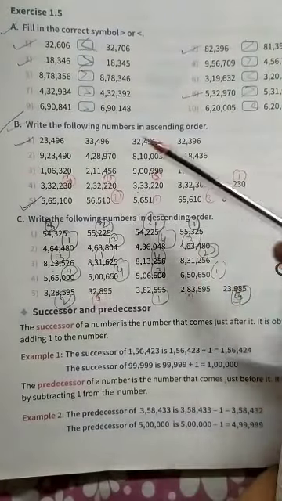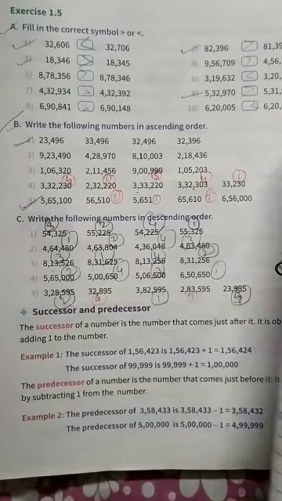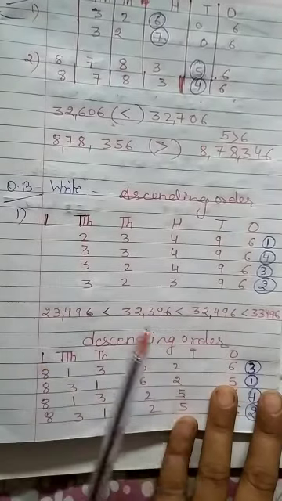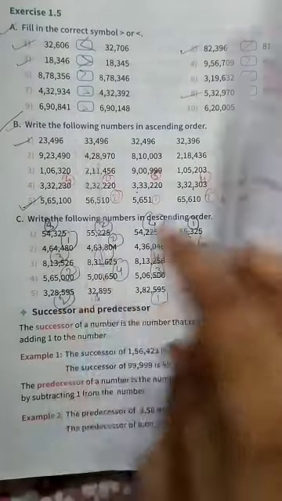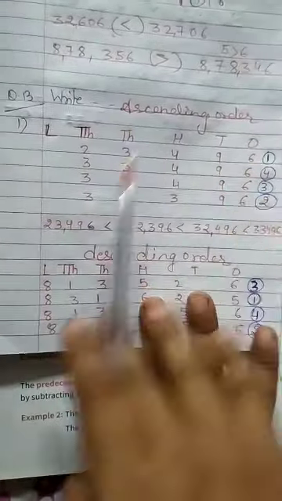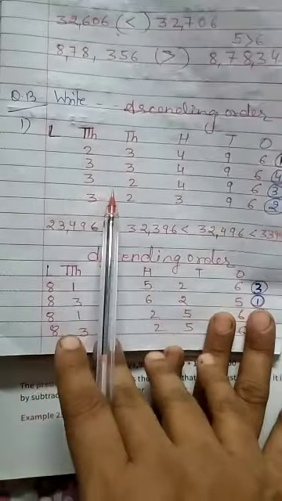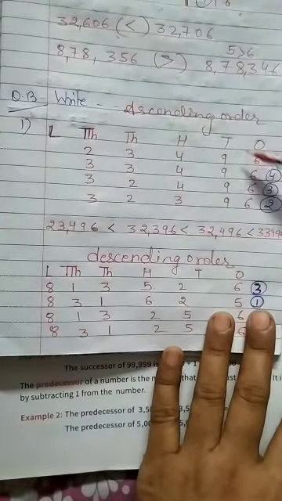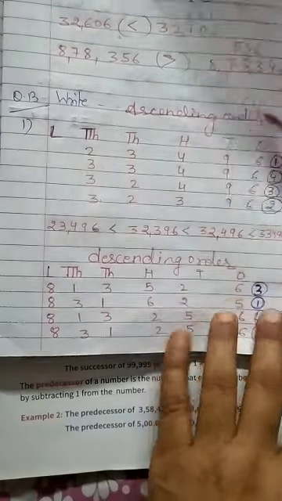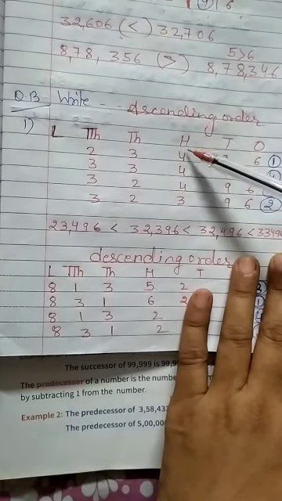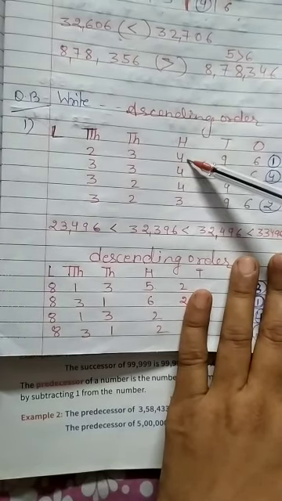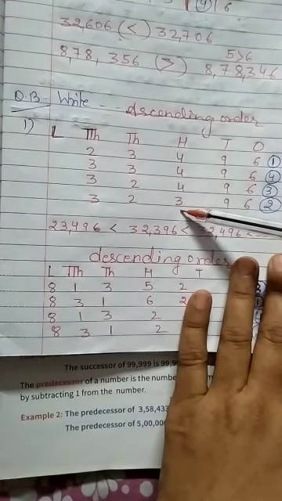Now the next question is, write the following numbers in ascending order. Same, according to the place value chart. I made a place value chart. Write all four numbers. I have already written all four numbers in it. Now compare the numbers according to their place values. In ones place all are 6, in tens also 9. In hundreds this is 3, all are 4 but this one is 3.